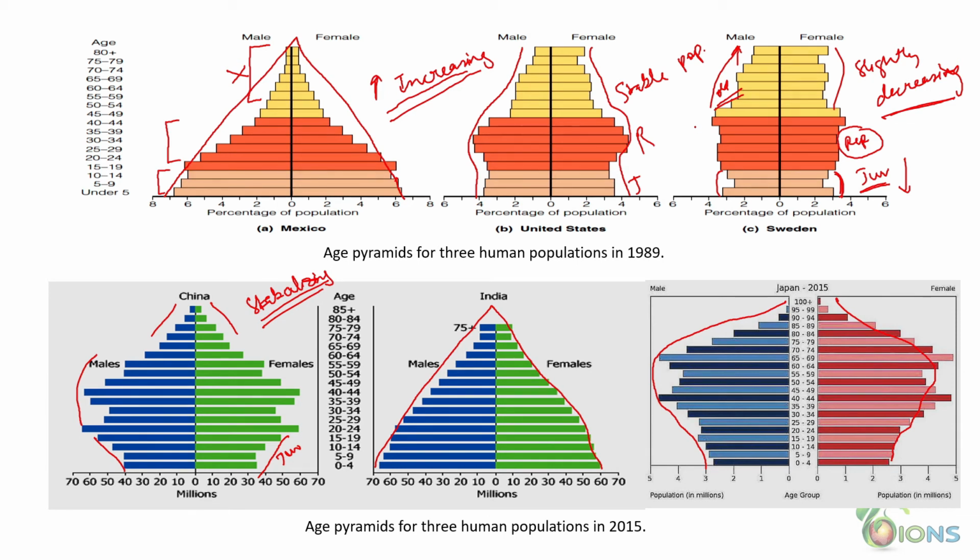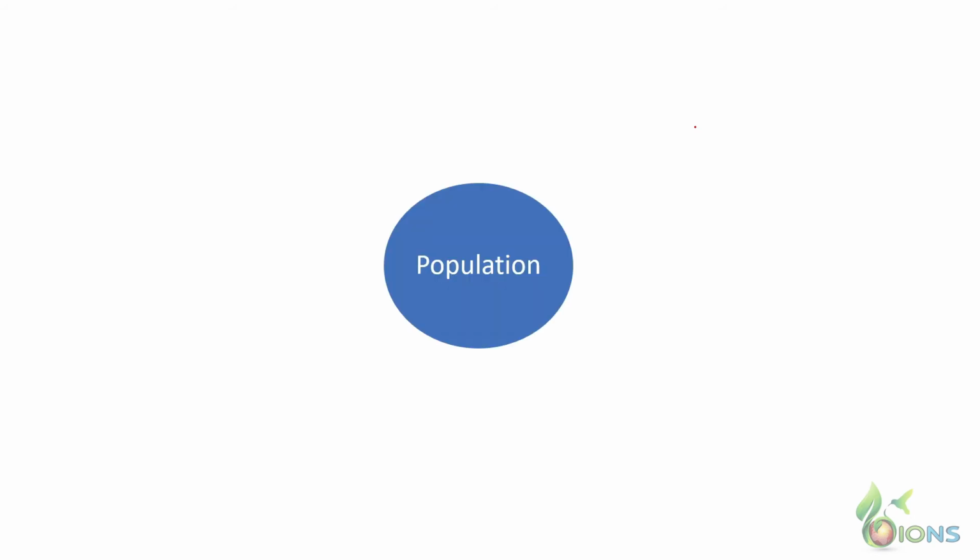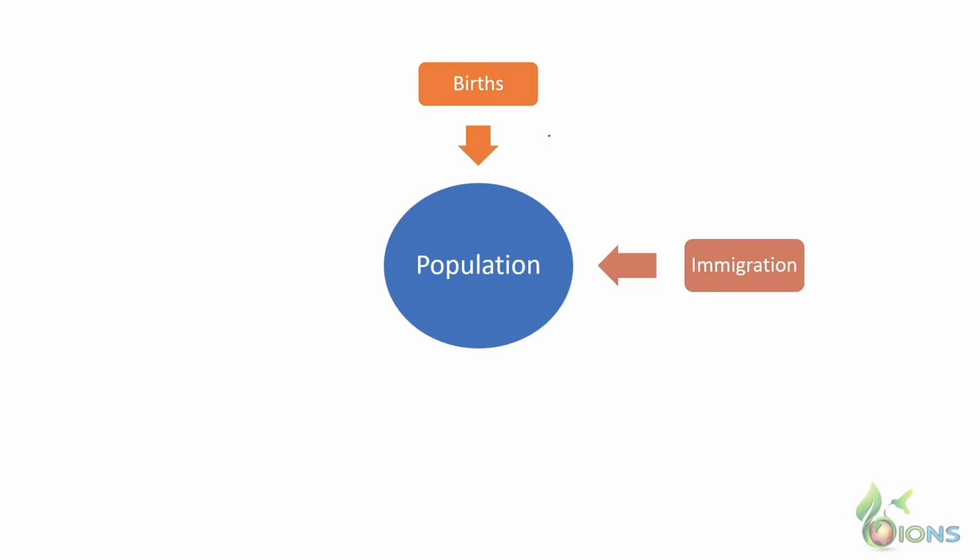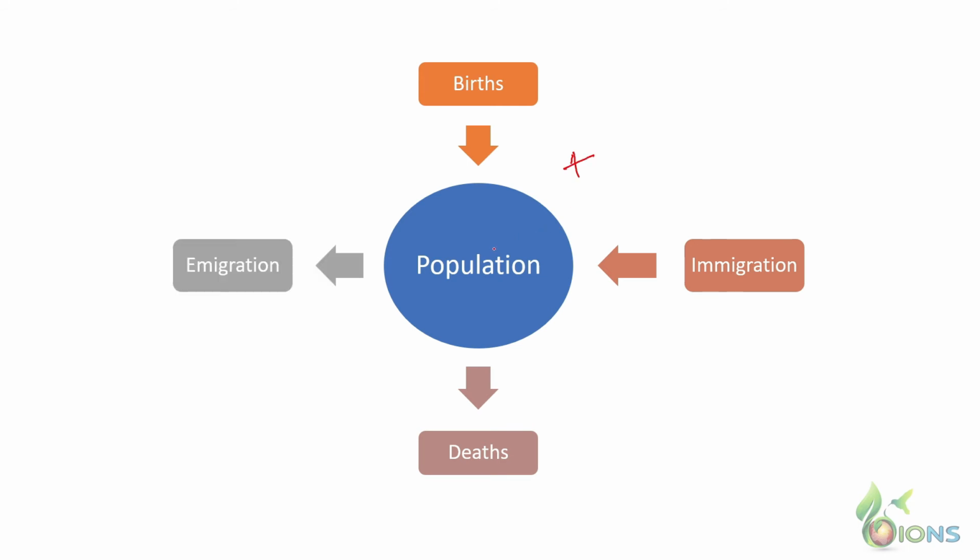to reproduce anymore. After understanding the size, structure and composition of a population, it's important to understand how this composition and structure is regulated or maintained. It is maintained usually by the number of births and immigration, which are the positive factors, and the number of deaths and emigration, these are the negative factors.